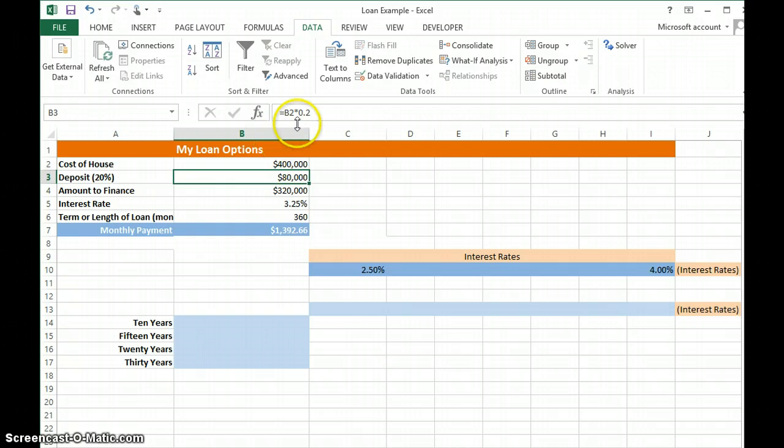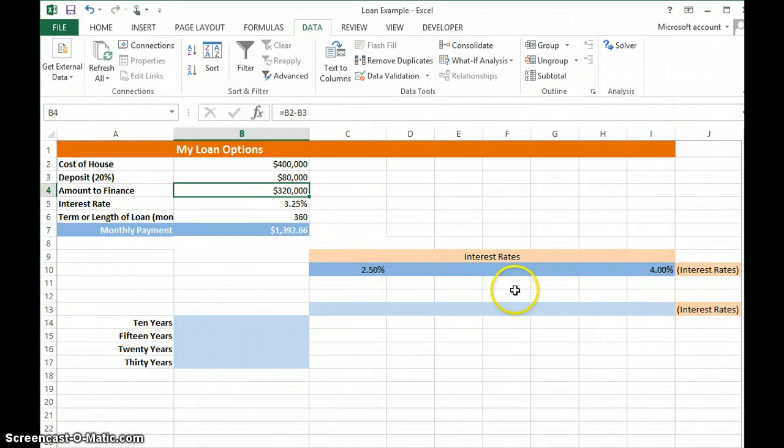And that's calculated by multiplying the cost of the house by 0.2. So we're going to be borrowing 400,000 minus 80,000, which is 320,000. The interest rate is 3.25% a year, and the mortgage is going to be over a period of 360 months, which is 10 years. Oh, sorry, 30 years. The monthly payment will be $1,392.66 a month.